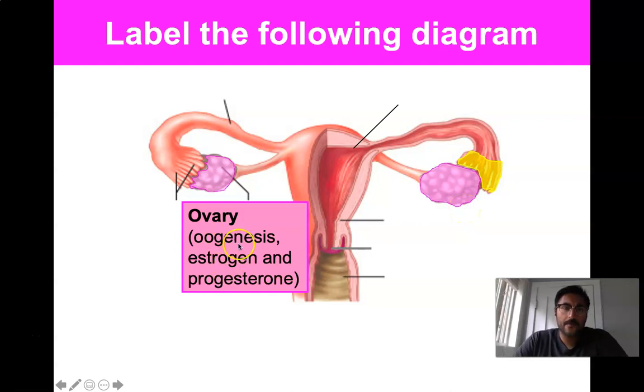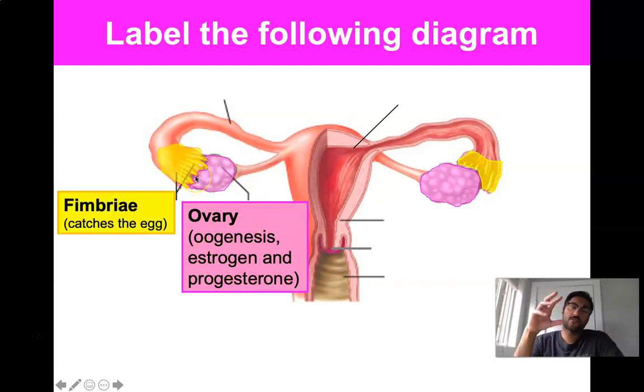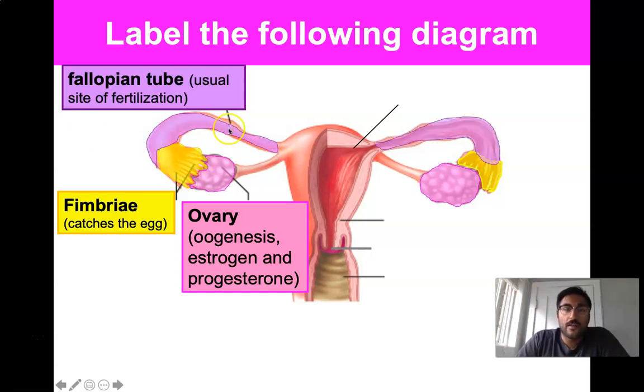We've got the ovary. The ovary is the site of oogenesis, which is kind of like spermatogenesis. It's that meiosis event, that reduction division going from 2N diploid body cells, somatic cells, to haploid single N sex cells, or in this case, eggs in women. Estrogen and progesterone are going to be released from the ovaries as well. Got those fimbriae, which are finger-like projections, and they're going to grab the egg when it's released by the ovary, and toss it into this long tube called the fallopian tube.